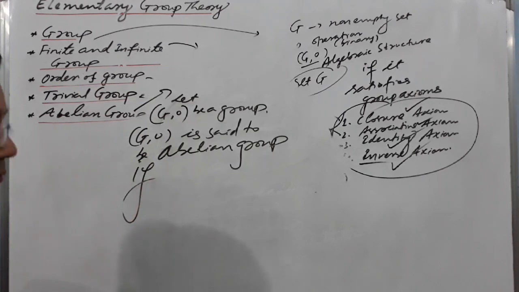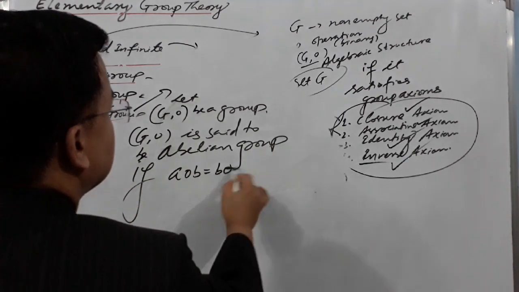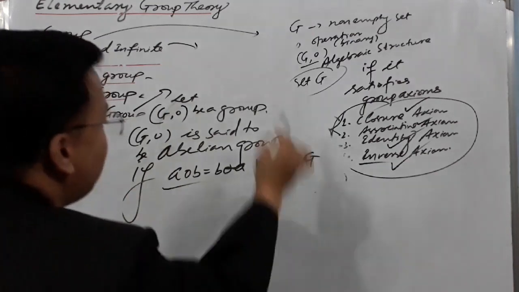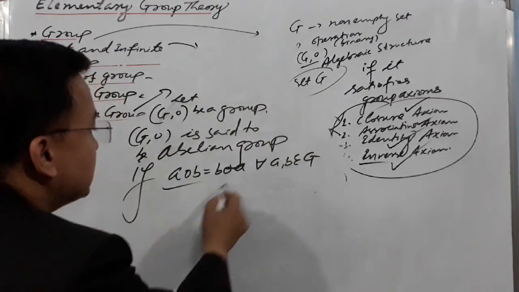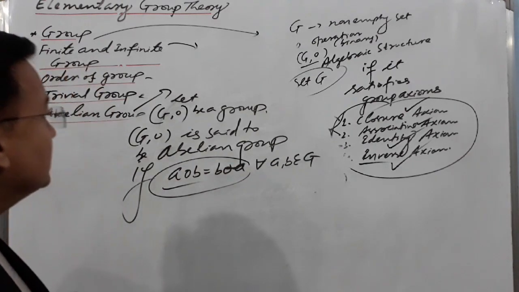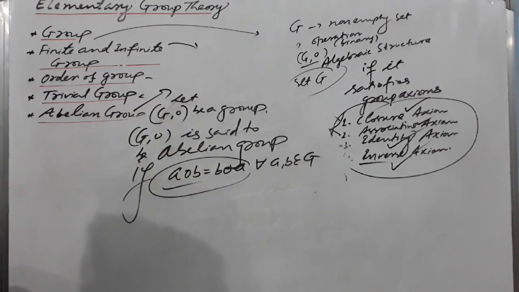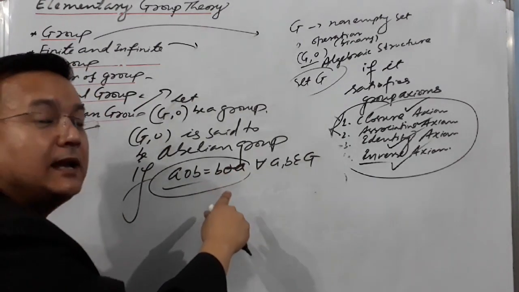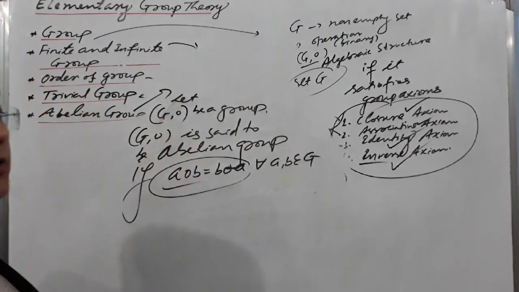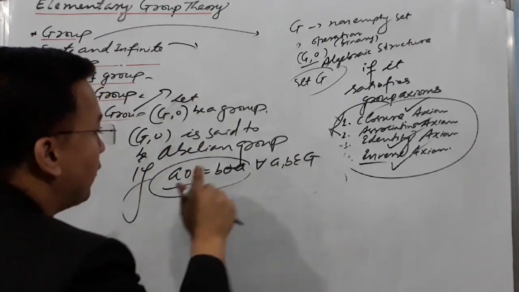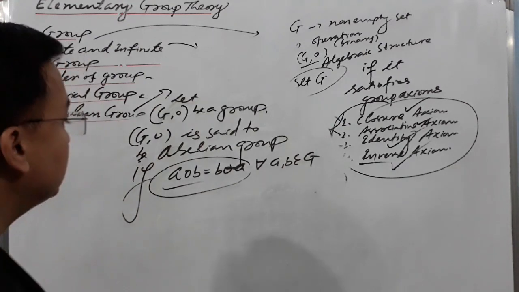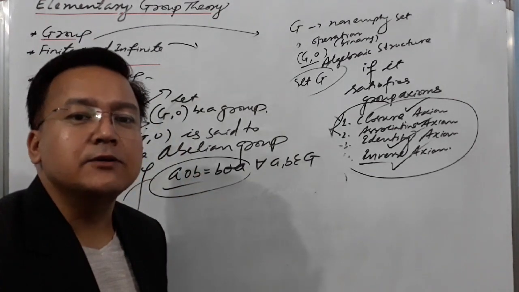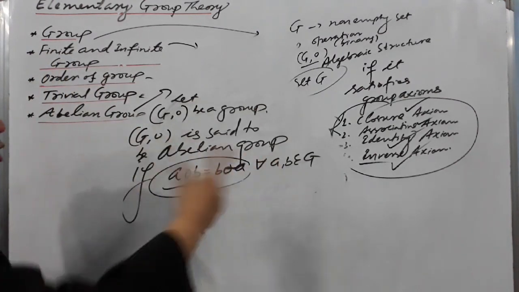if a operation b is equal to b operation a for all a, b belonging to G. So simple. We can say if a group satisfies the commutative axiom, it is called an abelian group. If a group satisfies this property, a operation b equals b operation a, then the group is said to be an abelian group. This is your commutative property. A group is said to be an abelian group if it satisfies the commutative property.